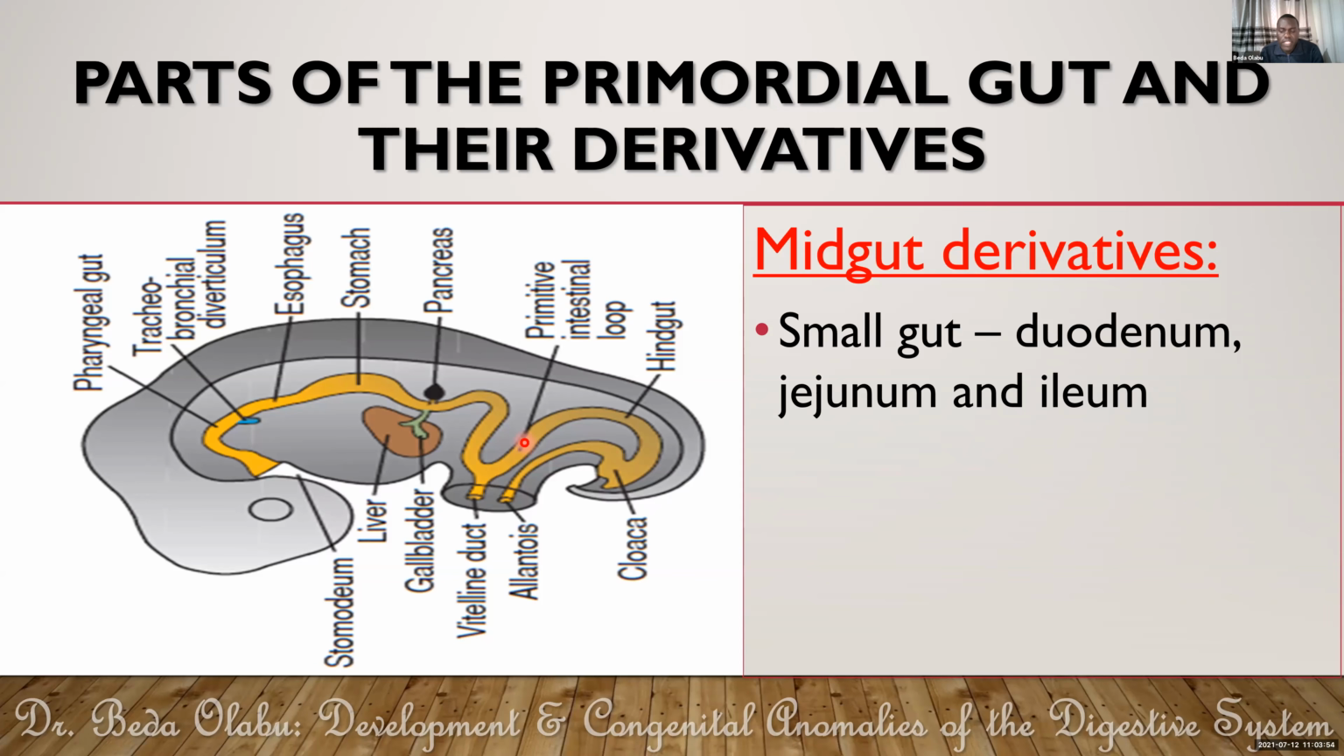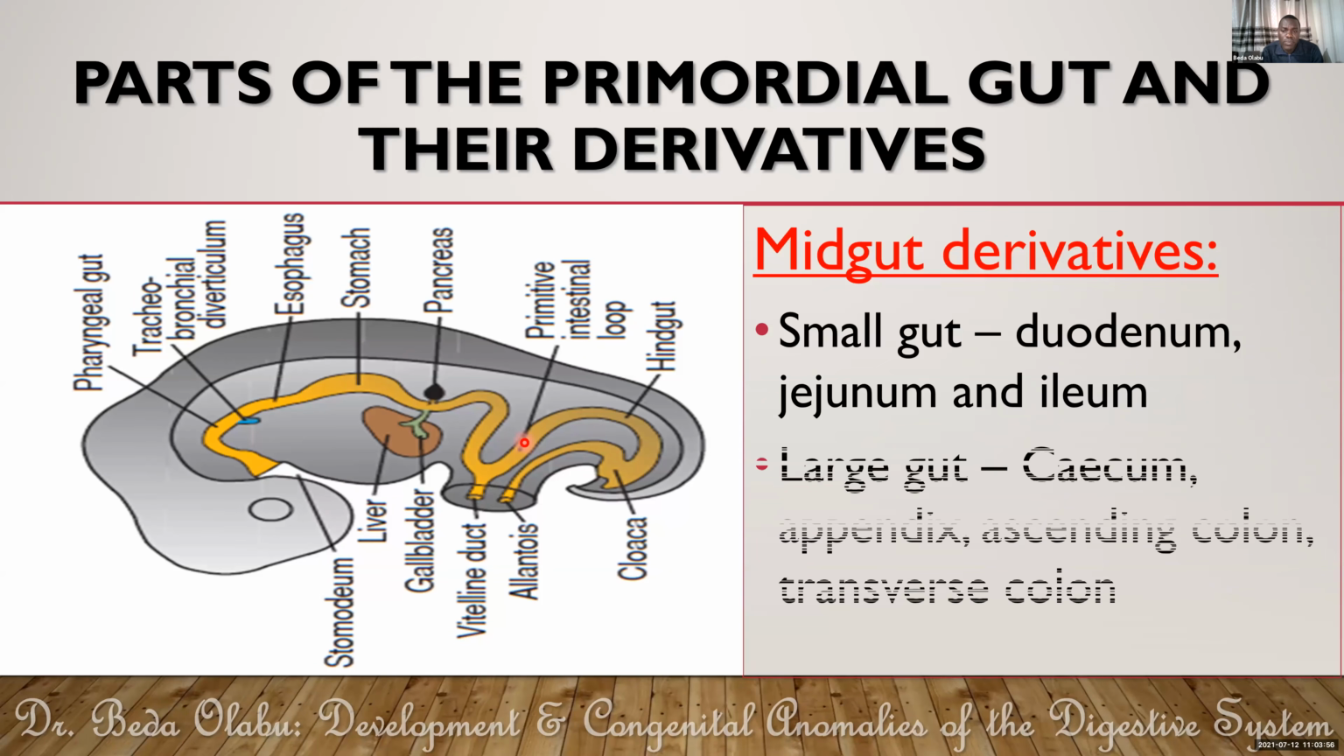But which part of the large gut actually comes from the caudal limb? So we have the cecum, we have the appendix, we have the ascending colon, and the transverse colon. For the transverse colon, it is not the whole of the transverse colon, but just the right side of the transverse colon, maybe a half to 3/4 from the right side. Remember, the artery of the midgut is the superior mesenteric artery.